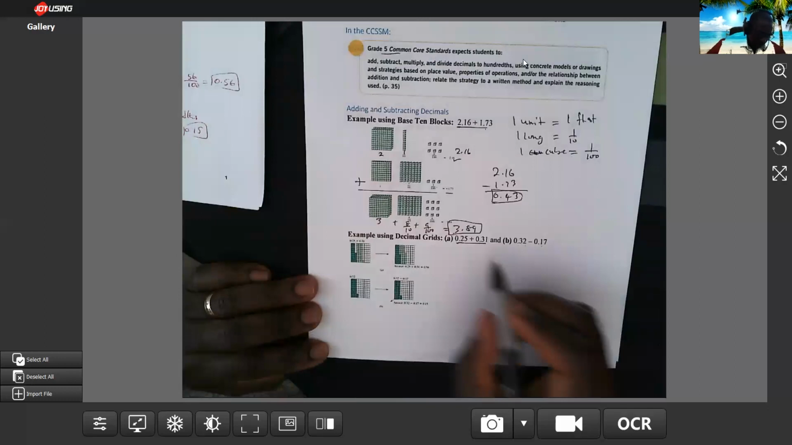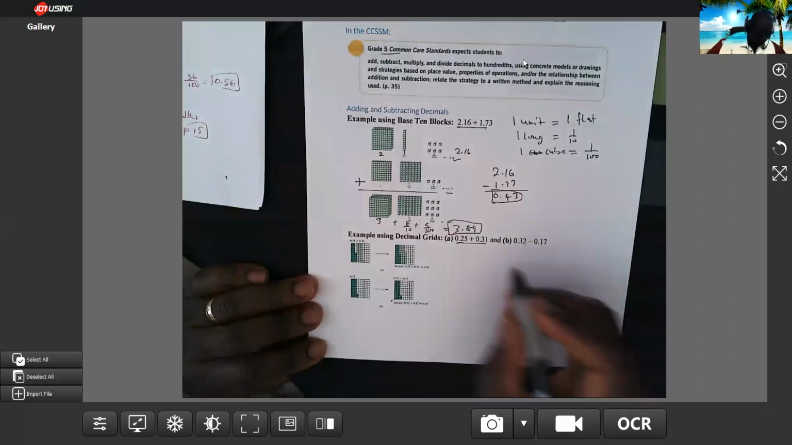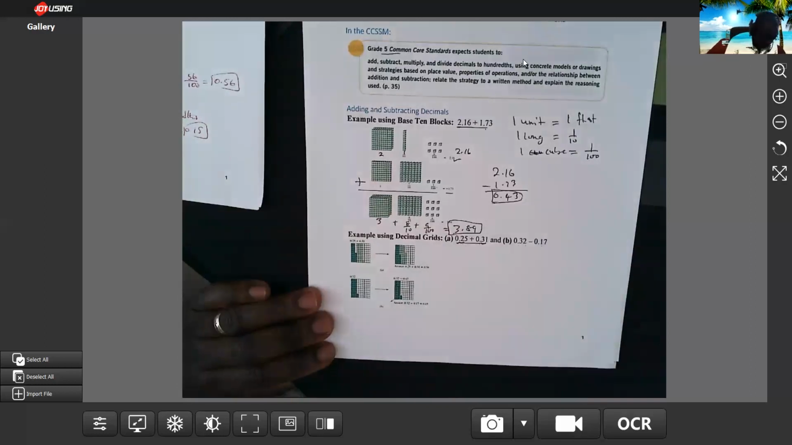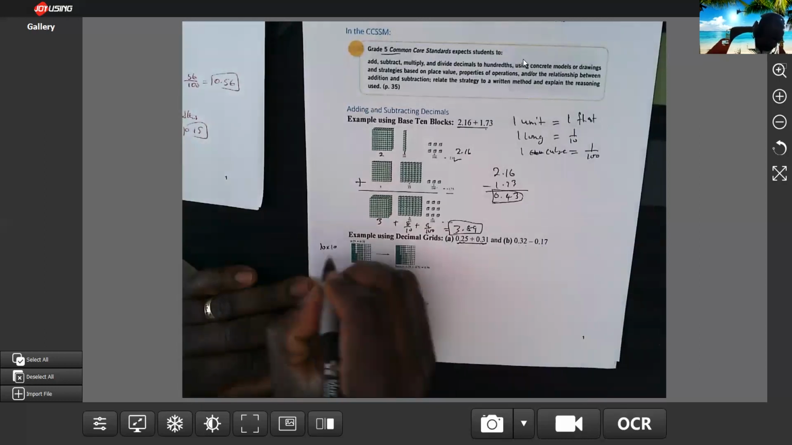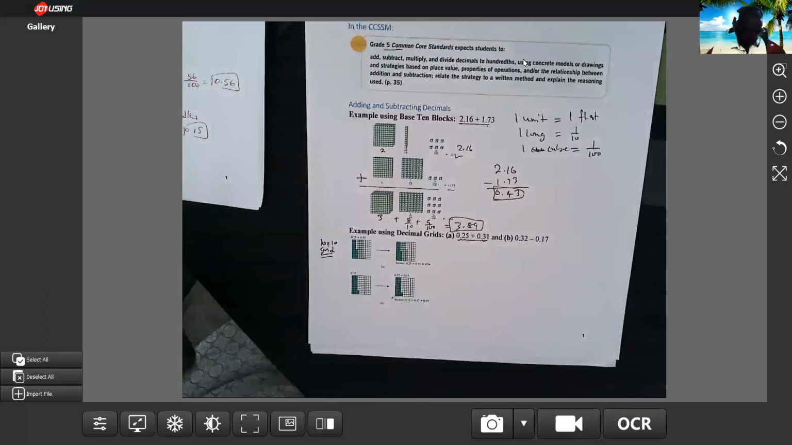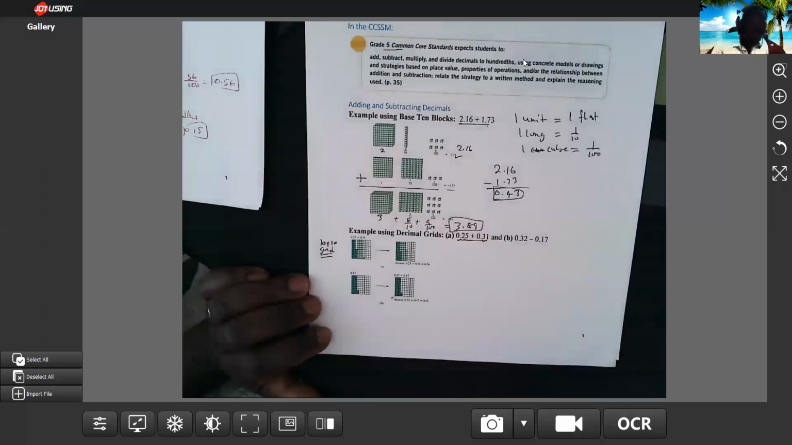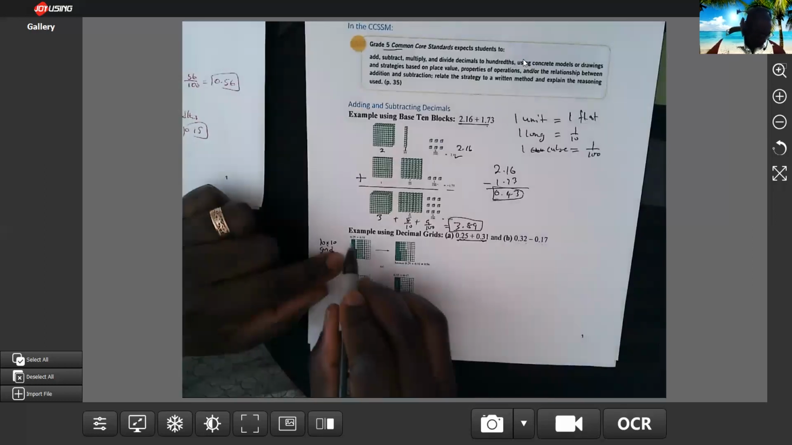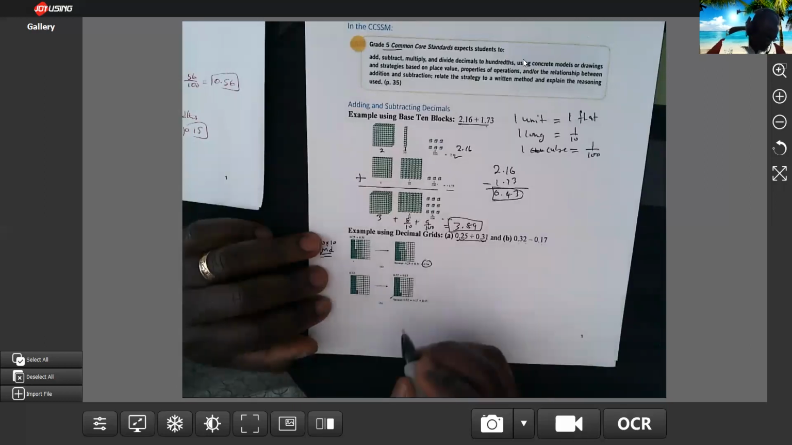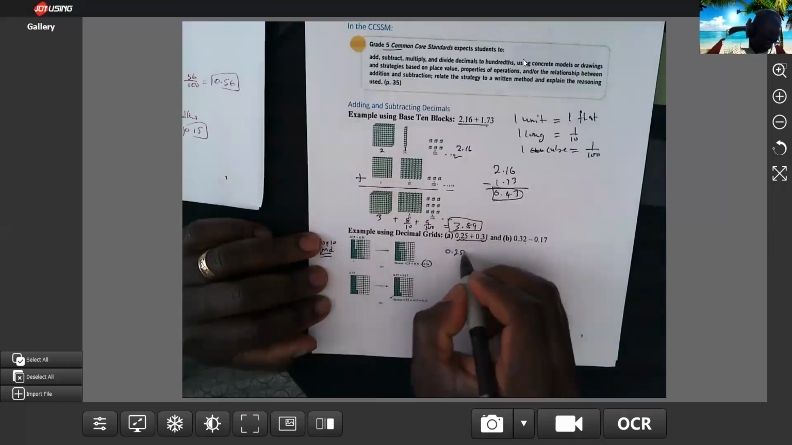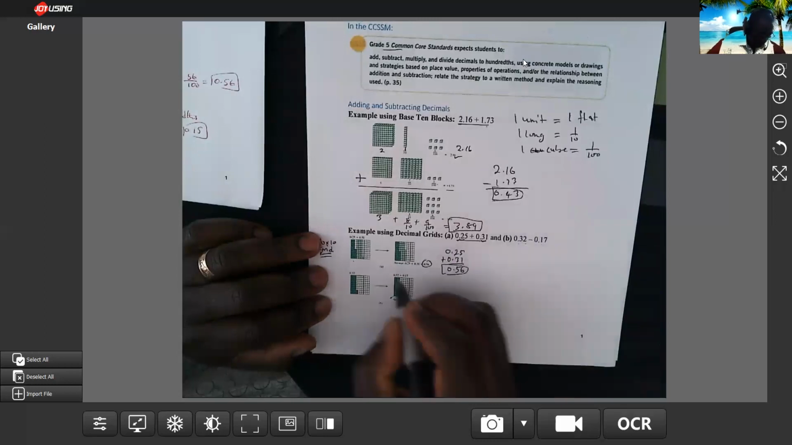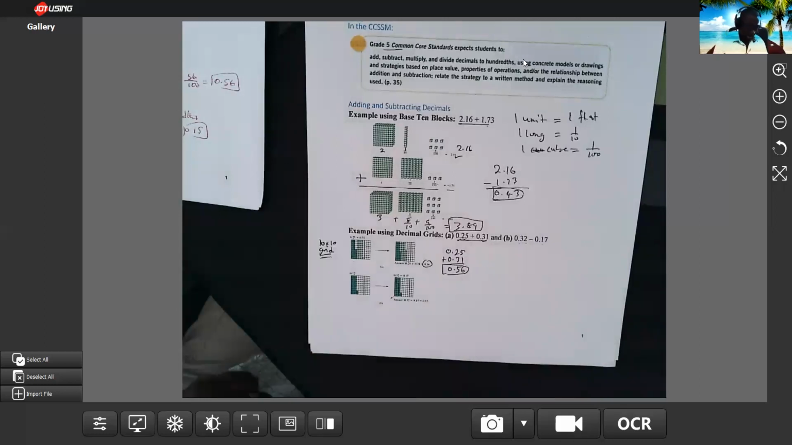Now let's go to the second example. If you have 0.25 and 0.31 and you are adding them, notice that they are both in 2 decimal places, so they are in hundredths. So we can use the 10 by 10 grid to represent that. For 25, that is 25 hundredths, so you shade 25 of them, and you shade 31, and you add all together, that will give you 56. So 0.25 plus 0.31 will give us 0.56.